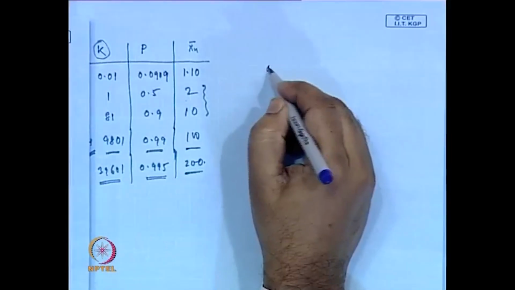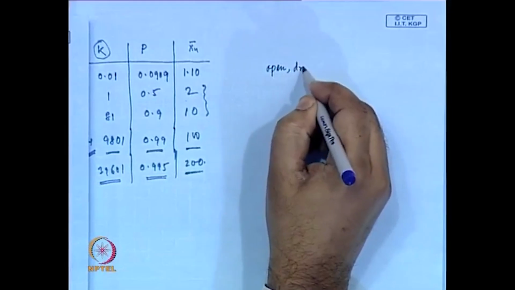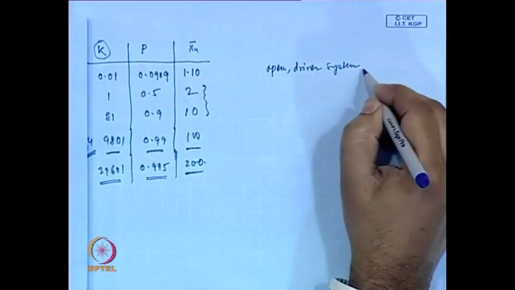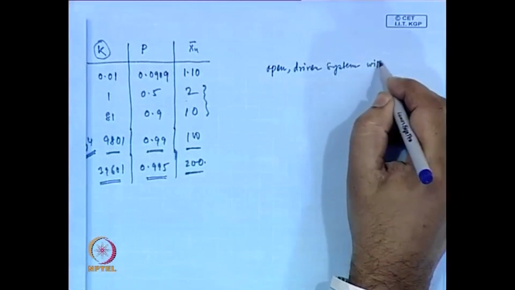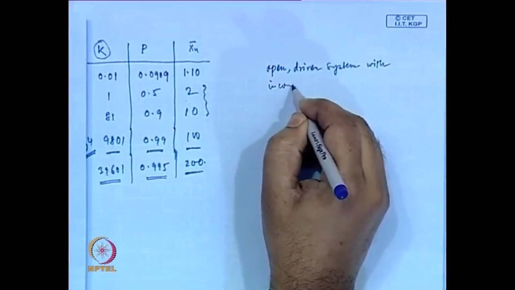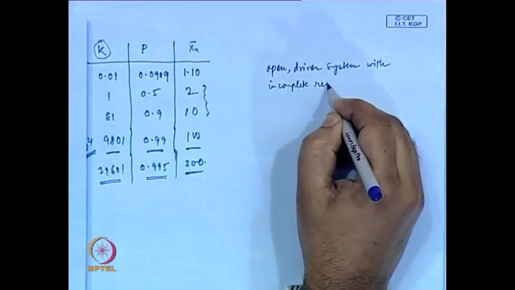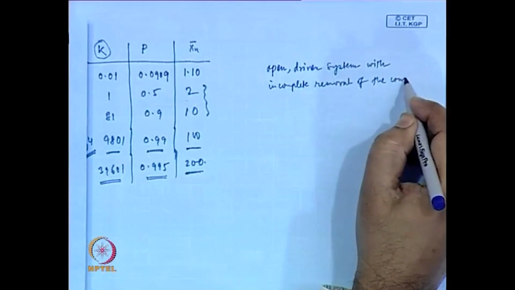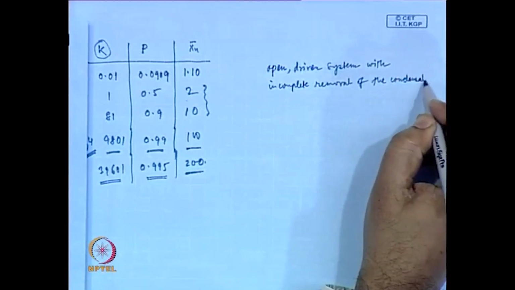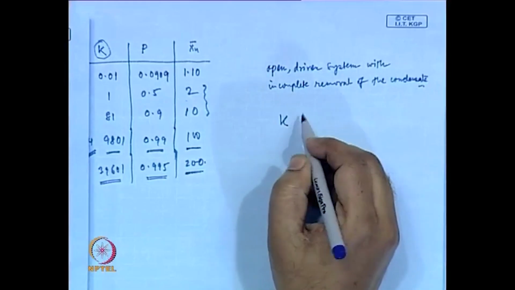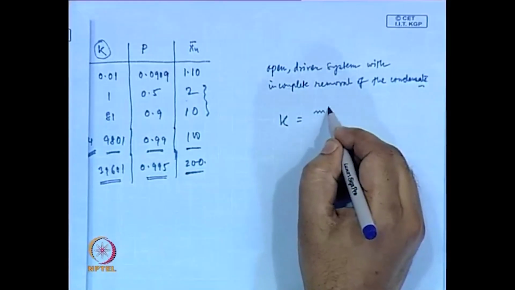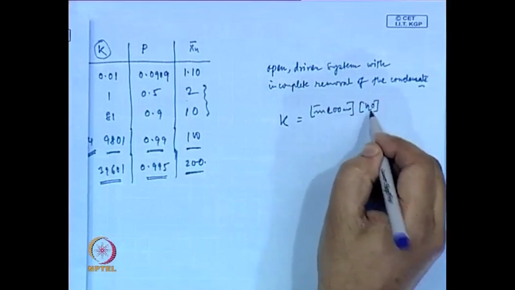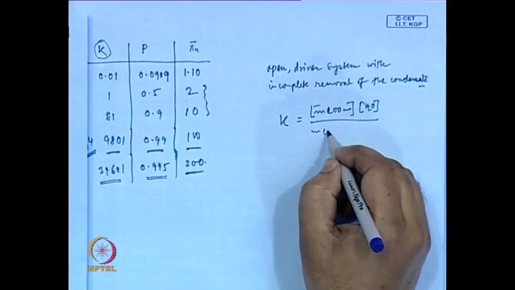So, for an open, driven system with incomplete removal of the condensate, K again is the concentration of CO, H2O, COH.